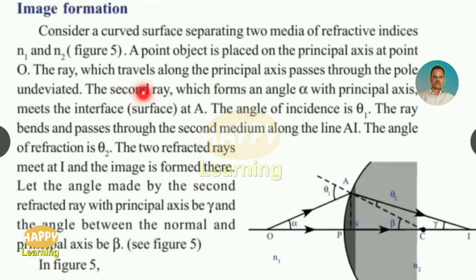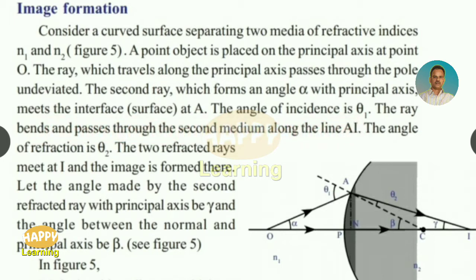The second ray forms an angle with the principal axis. So here it is, this is the second ray. It forms an angle alpha here. Because we are not deriving this, we are not interested in these angles. So the second ray bends and passes through the second medium along the line AI.